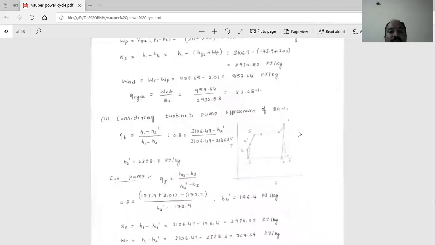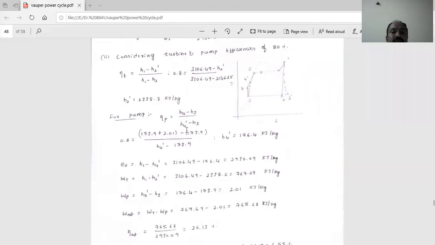In a similar way, the dotted line expresses the actual condition. Here also the actual condition is there. We have to calculate once again the efficiency of the cycle. Efficiency of the turbine is equal to H1 minus H2 dash divided by H1 minus H2. H2 dash becomes 2338.8 kilojoules per kg. Then pump efficiency is equal to H4 minus H3 divided by H4 dash minus H3. H4 dash is equal to 176.4 kilojoules per kg. Then heat supplied is equal to H1 minus H4 dash, which is 3106.49 minus 176.4. It becomes QS equal to 2930.09 kilojoules per kg.